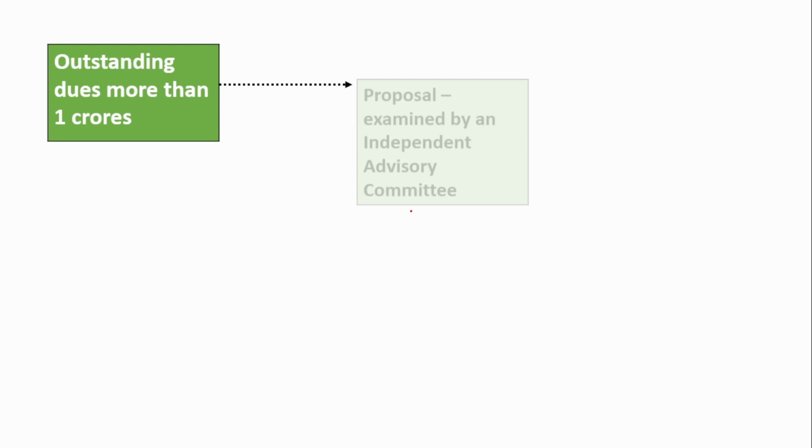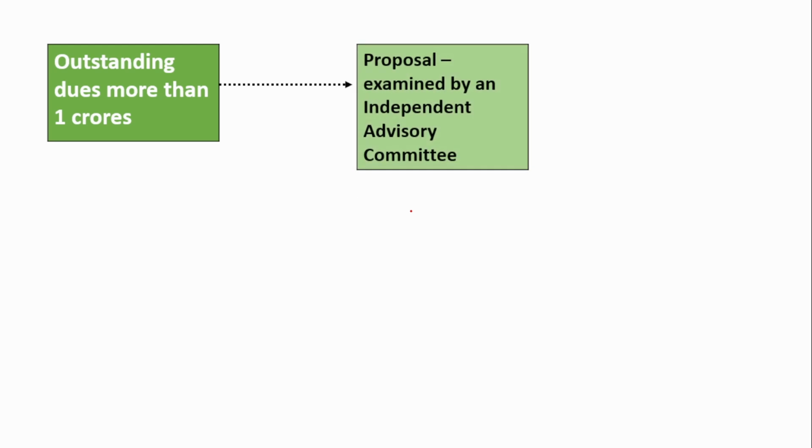Next is that if the loan outstanding is more than 1 crore, then first a committee will frame a proposal. A committee or a few members will frame the proposal and that proposal should be forwarded to the independent advisory committee. Okay, if the loan outstanding is more than 1 crore, then a proposal will be framed by certain people and that should be forwarded to this independent advisory committee. They should only approve this proposal.